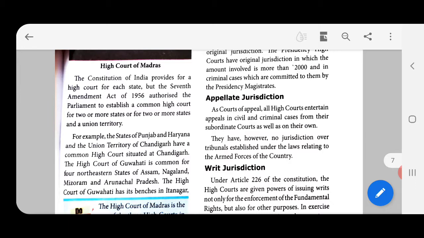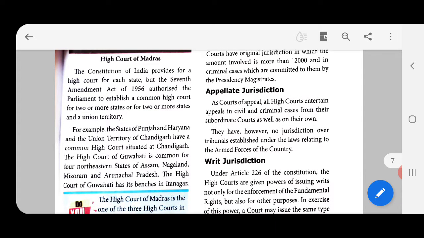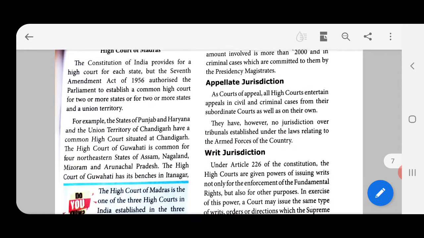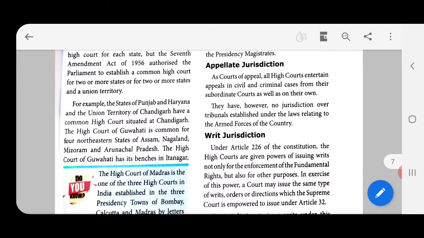So what happened is, after 1950 we saw there was a high court for every state, but then there was a change in the act, which is called the Amendment Act of 1956, where the parliament can establish one high court in general for two states, or they can combine two or more states and a union territory, and for all of them they can have a high court.